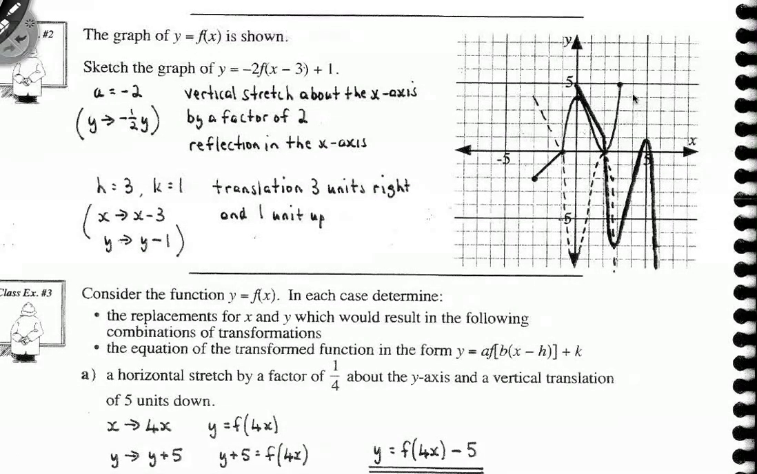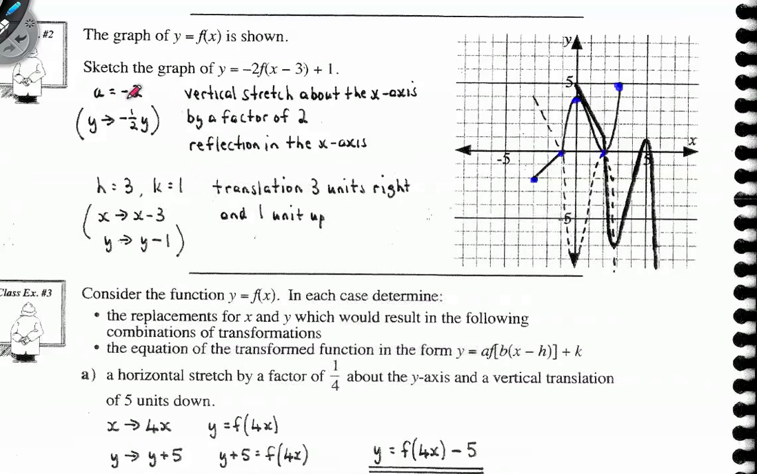So I imagine that's the thin line, starting here. So this would be 1 point, 2 points, 3 points, 4 points, 5 points, and we can use them in our transformations. So sketch this graph. This looks like a vertical stretch by 2, then because of the negative it's a reflection in the x-axis. This is right by 3, 1 up. Translation 3 units right, 1 up.